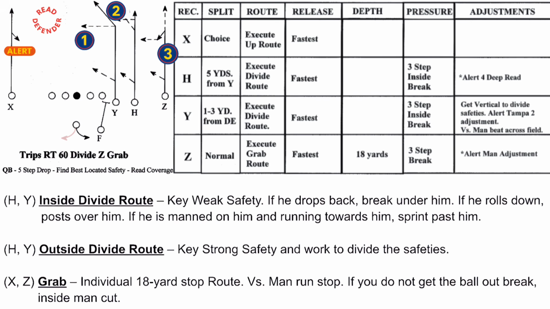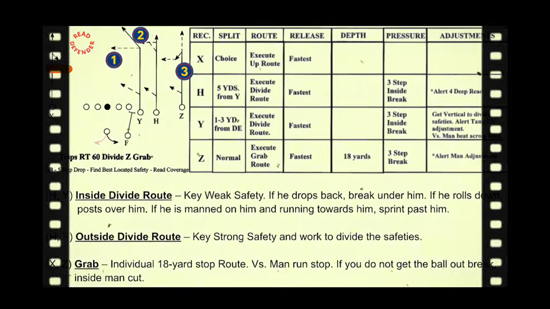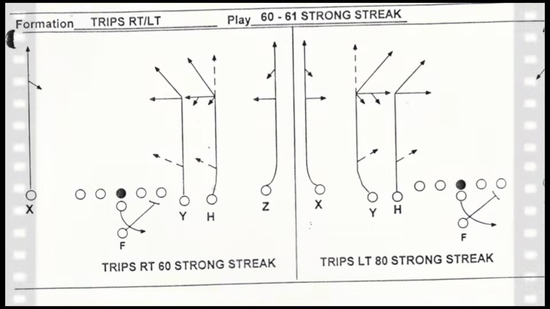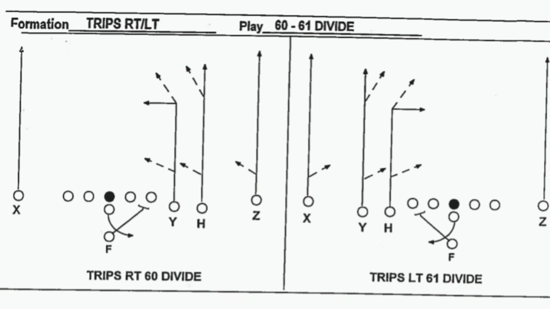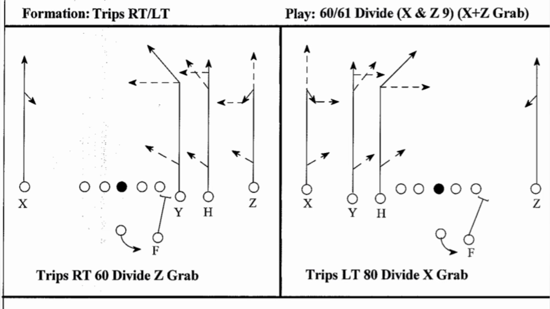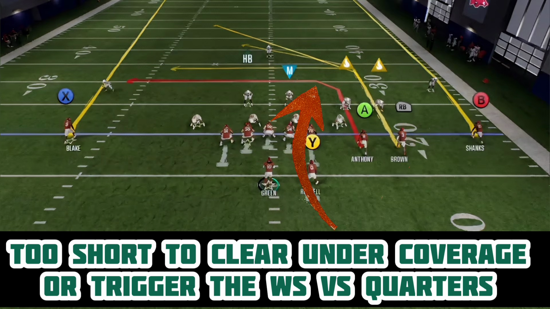81 would be away. And Southside in our server, he says he typically will read it that way. There's a lot of times I do as well, but I think there's some times where 60 makes more sense. But you're going to read that X receiver on an alert and then work your way across left to right. So here's that playbook diagram, 60-61 strong streak, and then it's changed to divide with various tags, and we're going to take a look at those right now.